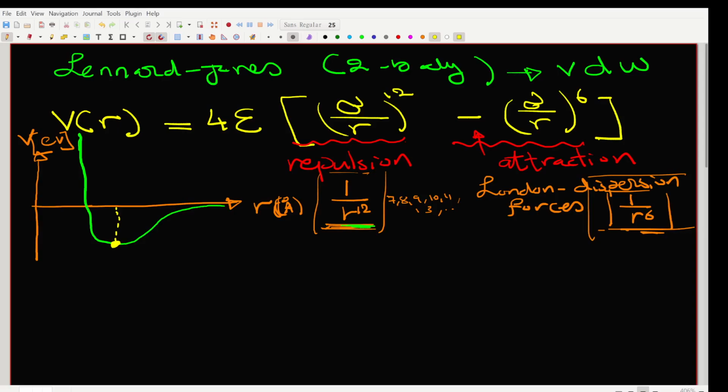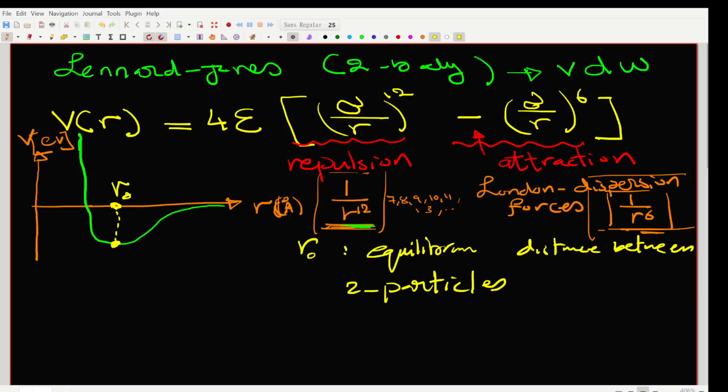This actually happens at some equilibrium distance. We call it R naught. And R naught is the equilibrium distance between two particles. Remember, if you have two particles interacting only with this interaction, and there is really nothing else affecting these two bodies, then the equilibrium distance, the one that minimizes the total energy, is R naught. One can derive this with pen and paper. It's very simple. One has just to differentiate this expression with respect to R and equate it to 0, but we will leave this as an exercise. Instead, let's continue.